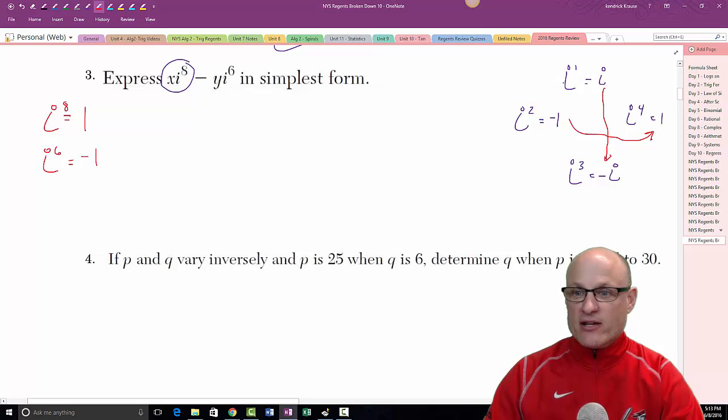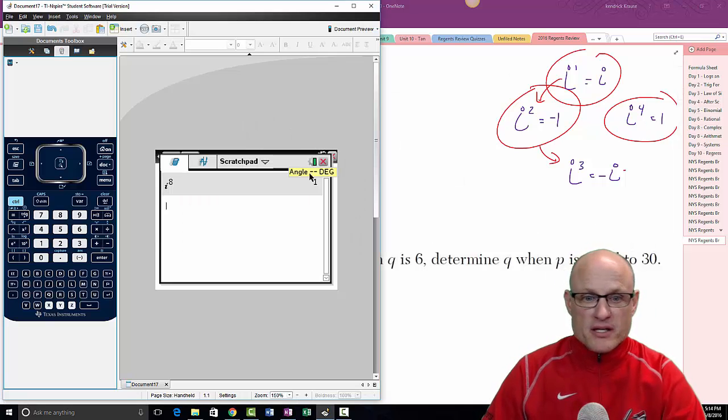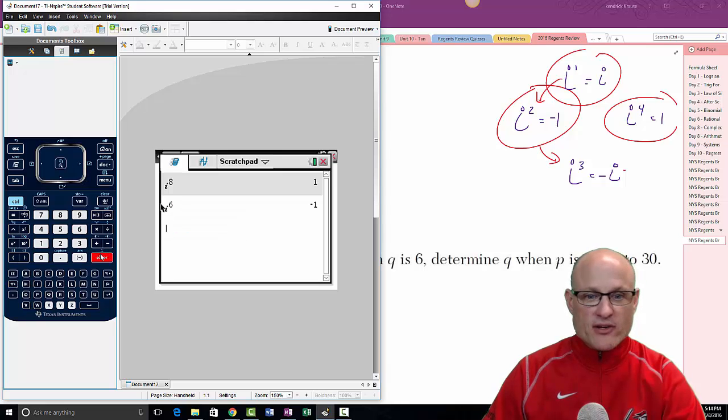Now, by the way, I to the 4th, if you have 4 i's, let's go 1, 2, wait. This is I to the 1. 1, 2, 3, and there's I to the 4th. So I to the 4th is there. I to the 5th would be here. I to the 6th would be here. You just count. But if you don't know that, you just come over here. You go, I raised to the 6th, and it says negative 1.